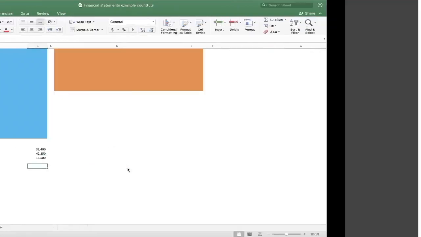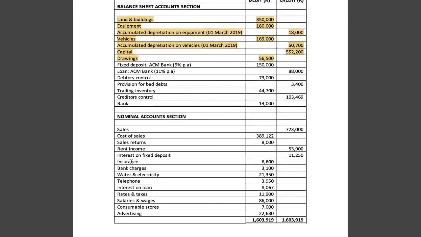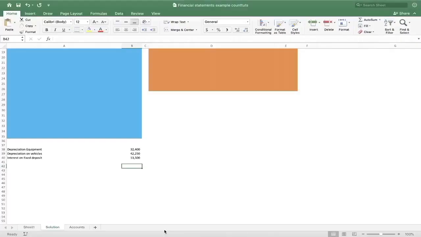So in our nominal account section, if we see the interest on fixed deposit here, it's 11,250. That means that they still need to pay us the balance. How much is the balance? Well, here's the balance. If they have not paid us the full interest on fixed deposit, that becomes an accrual. What is an accrual? An accrual might be money that we have not yet received or money that we still owe someone.